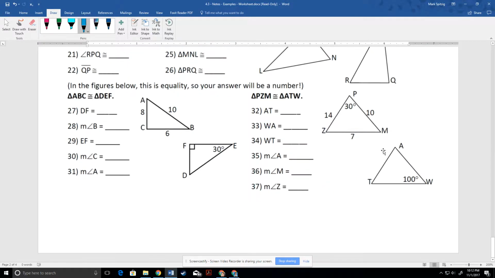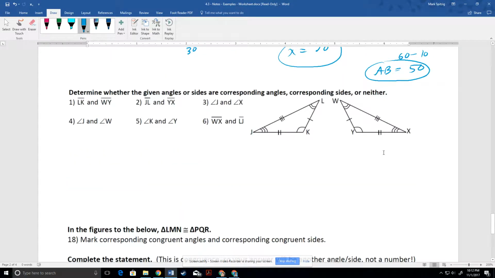Nice. All right, a couple more. Determine whether the angles are corresponding angles, corresponding sides, or neither. So LK and WY, yeah, those are corresponding sides. So I'm just going to write corresponding sides. All right. JL is 3 tick marks, and YX is 2. So that's neither. XY, yeah, neither.